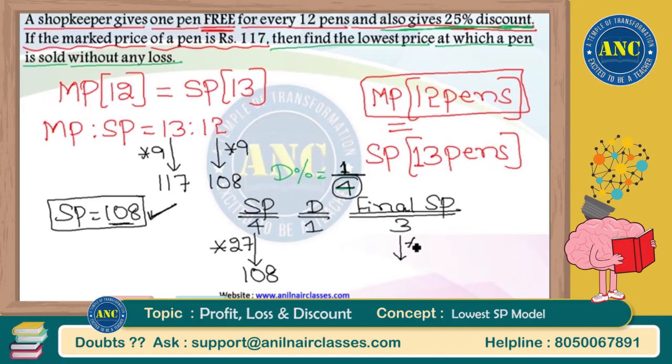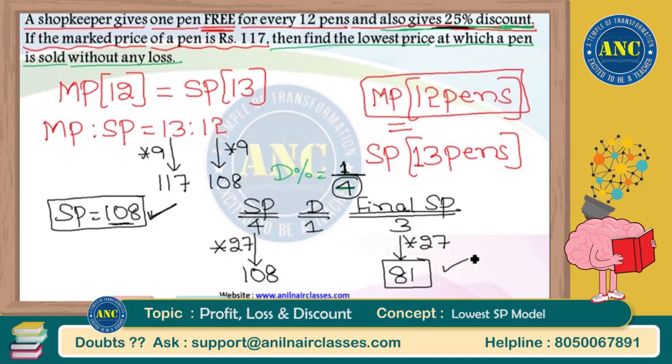3 also multiply by 27. 3 × 27 is the total value which I finally sold for you. That means actually I thought of selling it at 108 rupees, but I got a little more courtesy on you. So I gave you another 25% discount and I sold it at 81 rupees for you finally. I believe that the idea is very, very clear for you, sir.